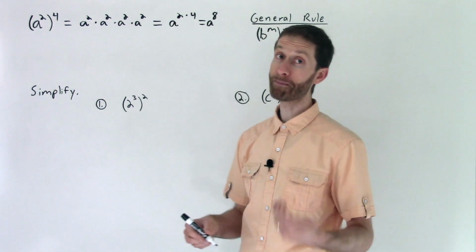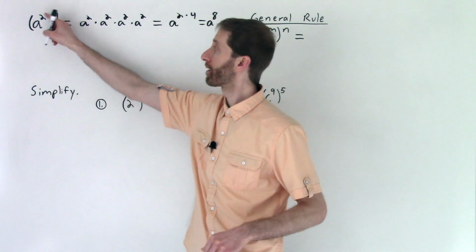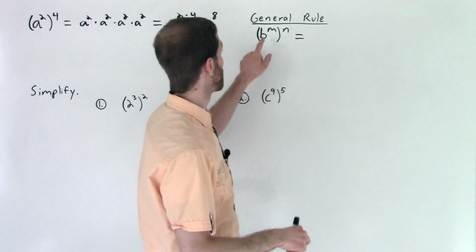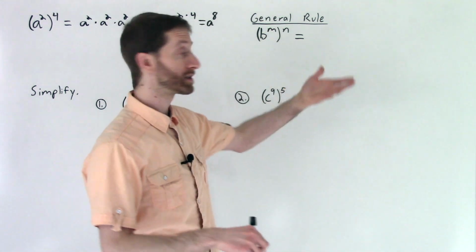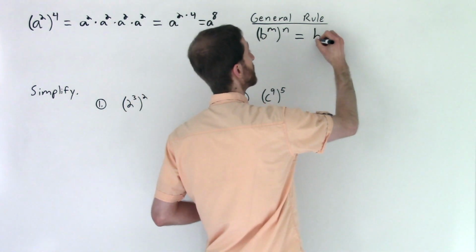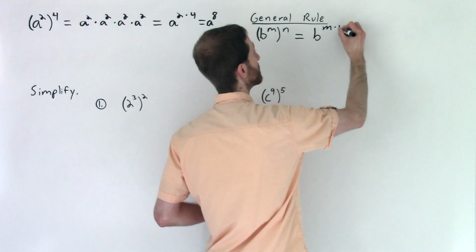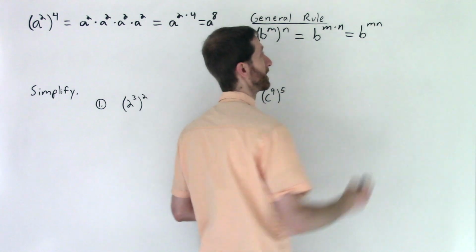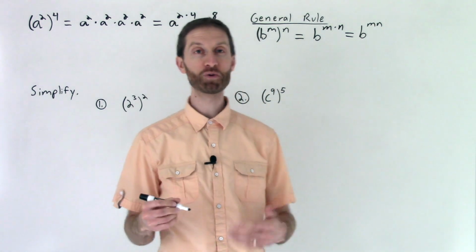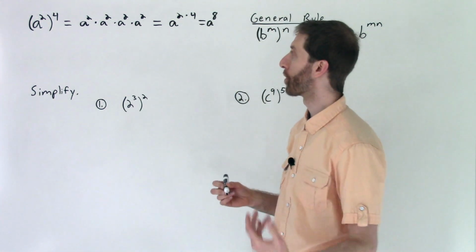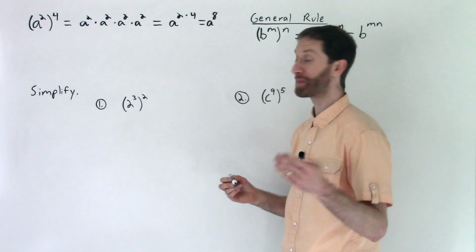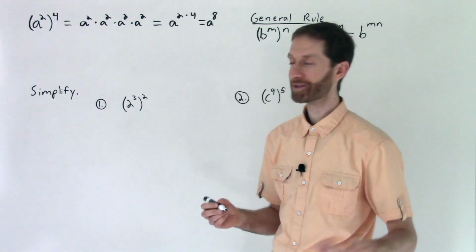So in general, what that means is when you raise a power to an exponent, we multiply the exponents. And so b to the m raised to the n is b to the m times n, which we usually write as b to the m n. That's it. That's your rule. Keep that base the same, multiply the exponents, and you're seeing why. Rad. And it builds off old rules that we know.